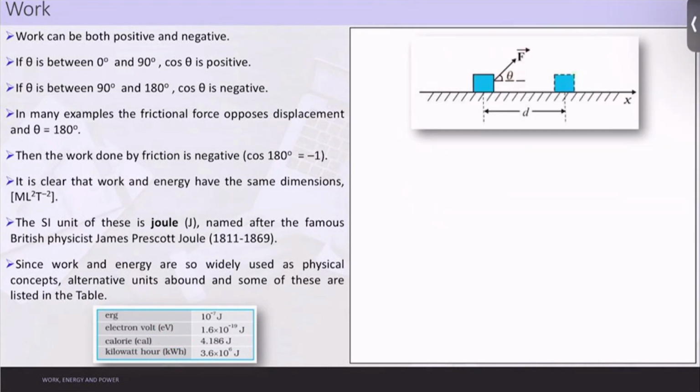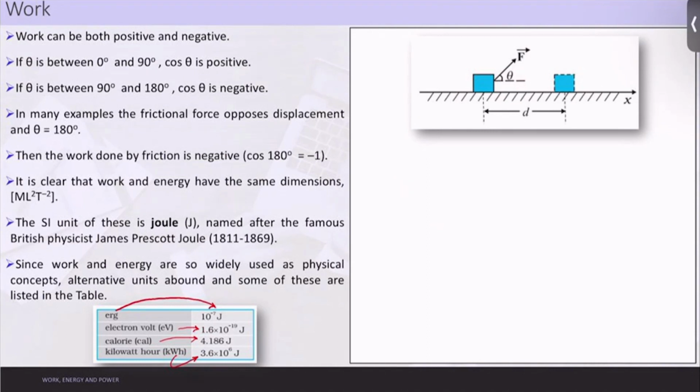Fine. So what are these basically? What is an erg? An erg is basically 10 to the power minus 7 joules. What is an electron volt? It is 1.6 into 10 to the power minus 19 joules. What is a calorie? A calorie is 4.186 joules. And what is a kilowatt hour? A kilowatt hour is basically 3.6 into 10 to the power 6 joules. We will understand more about the kilowatt hour in the later stages of this lecture series.